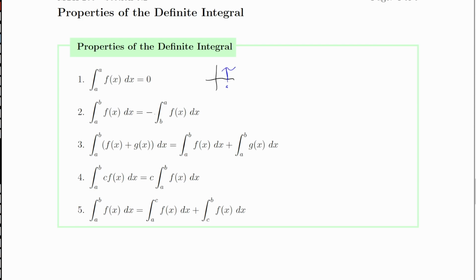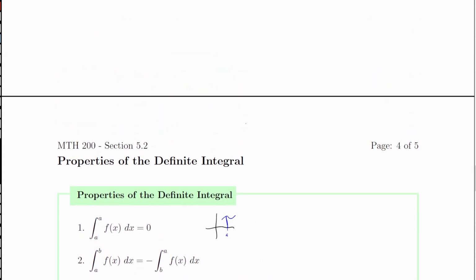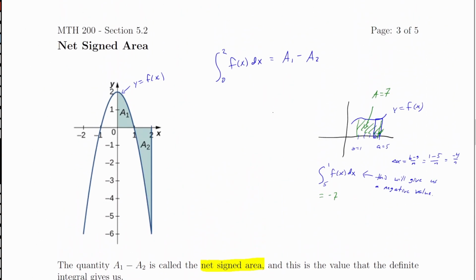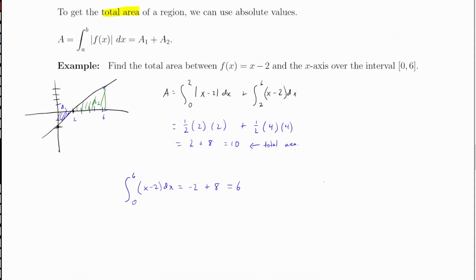The next property: the integral from a to b of a function is the opposite of the integral from b to a of that function. If you flip the limits of integration, you get a negative out front. And that goes back to what we were talking about up here, where if my b is 1 and my a is 5, I have this backwards-looking integral, and I end up with a negative number because the widths all come out as negative.